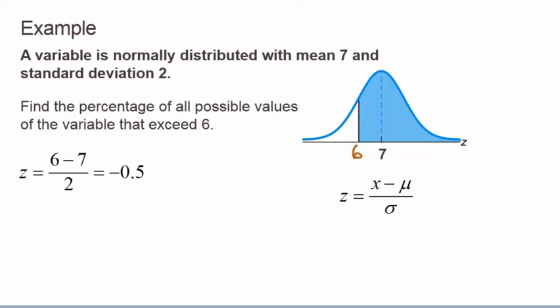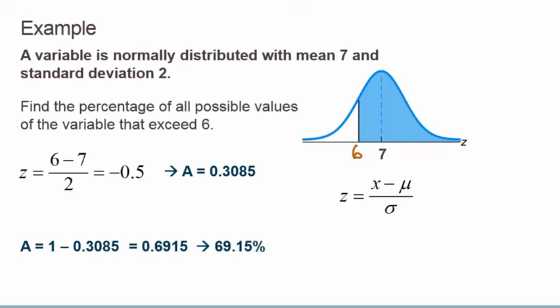I can use my table to find the area that corresponds to negative 0.5, which is 0.3085. 1 minus 0.3085 gives us an area of 0.6915, which is 69.15%. So the percentage of all possible values of the variable that exceeds 6 is 69.15%.